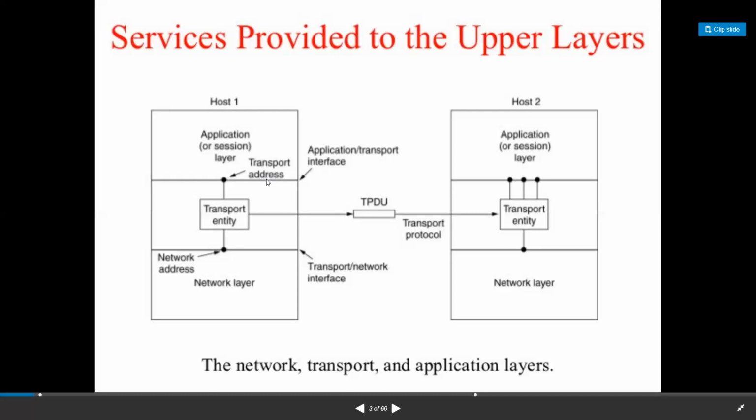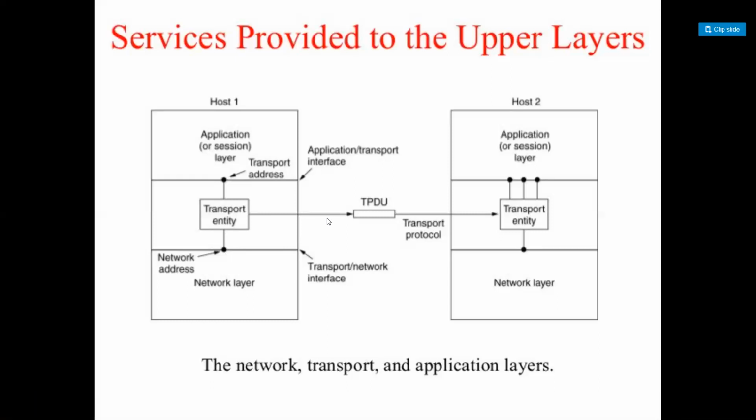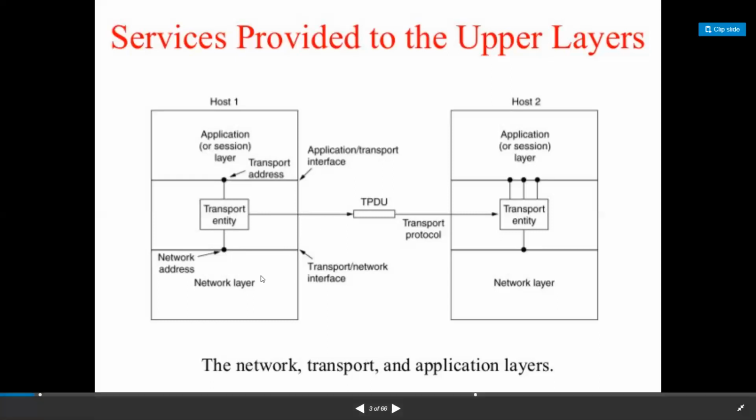This is the transport address, and what is the interface between application layer and transport layer? That is the application transport layer interface. The interface between transport layer and network layer is the transport layer network layer interface. Here this is the network address. In the transport layer, this is the transport entity. By using the transport protocol, this is the TPDU which is exchanged between the sender side transport layer and receiver side transport layer.